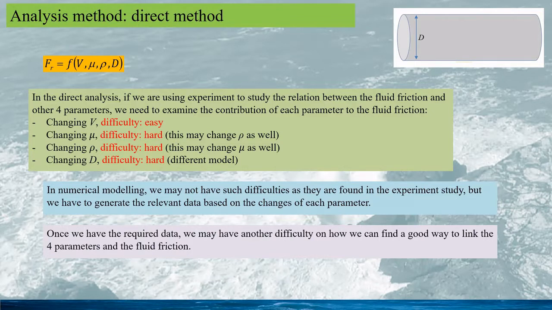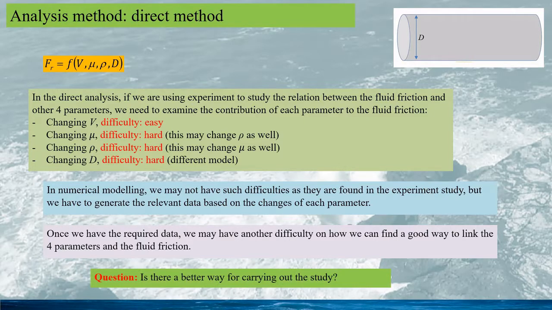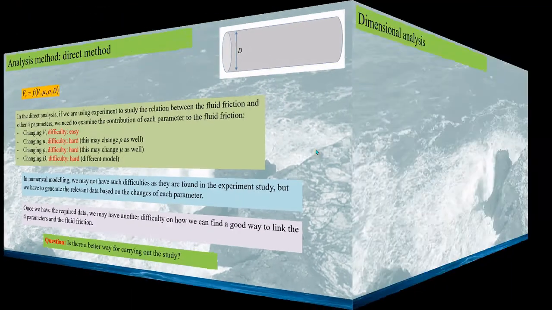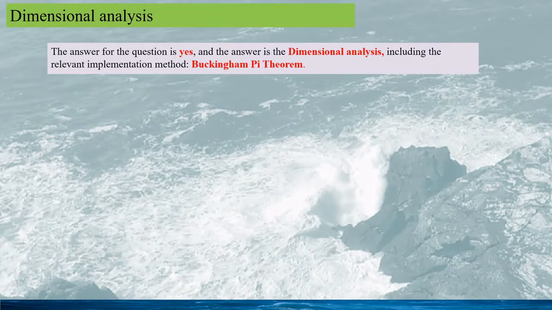Once we have the required data, we may have another difficulty on how we can find a good way to link the 4 parameters and the fluid friction. Thus, we may ask a question: is there a better way for carrying out the study? The answer for this question is yes. And the answer is the dimensional analysis, including the relevant implementation method, Buckingham Pi Theorem.